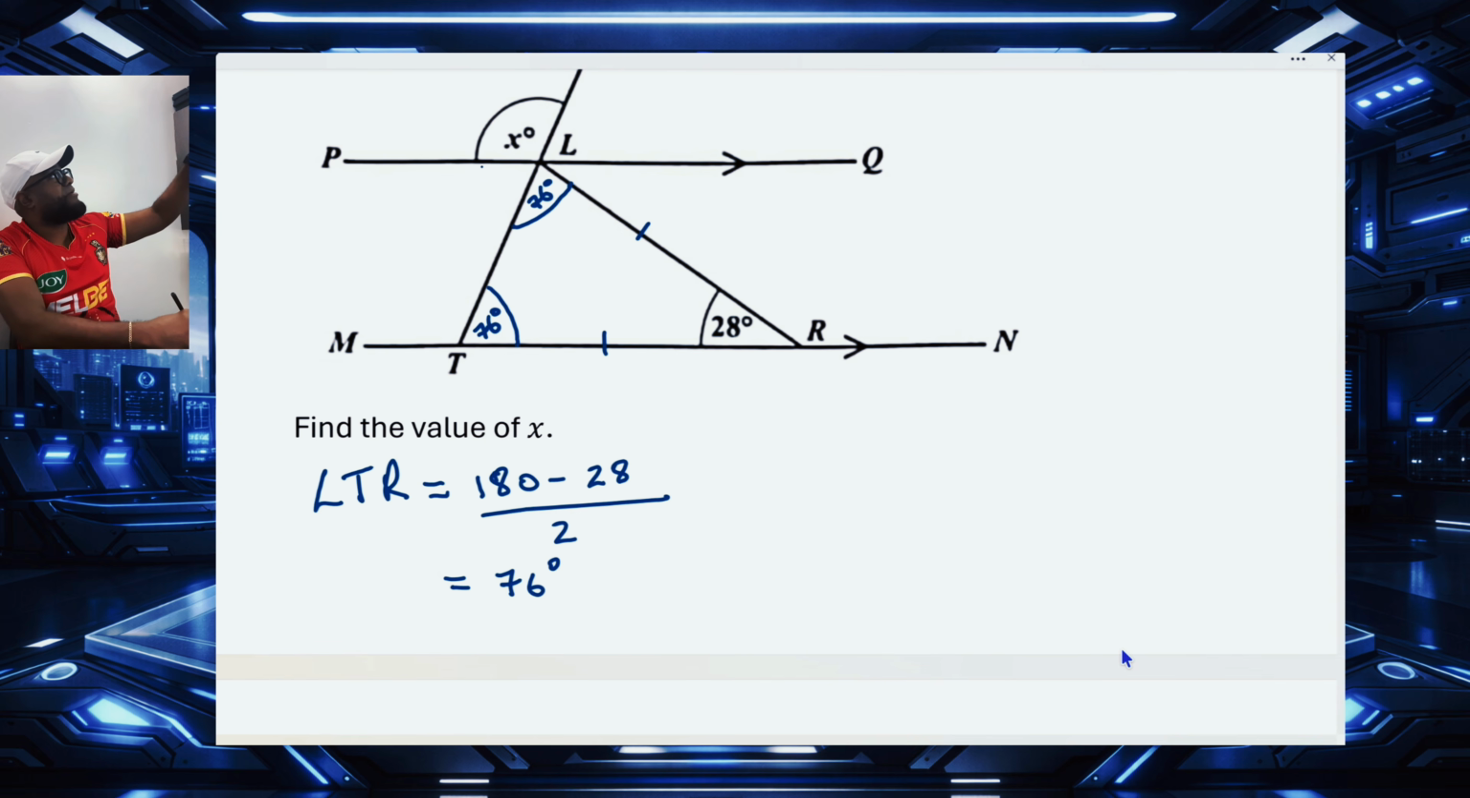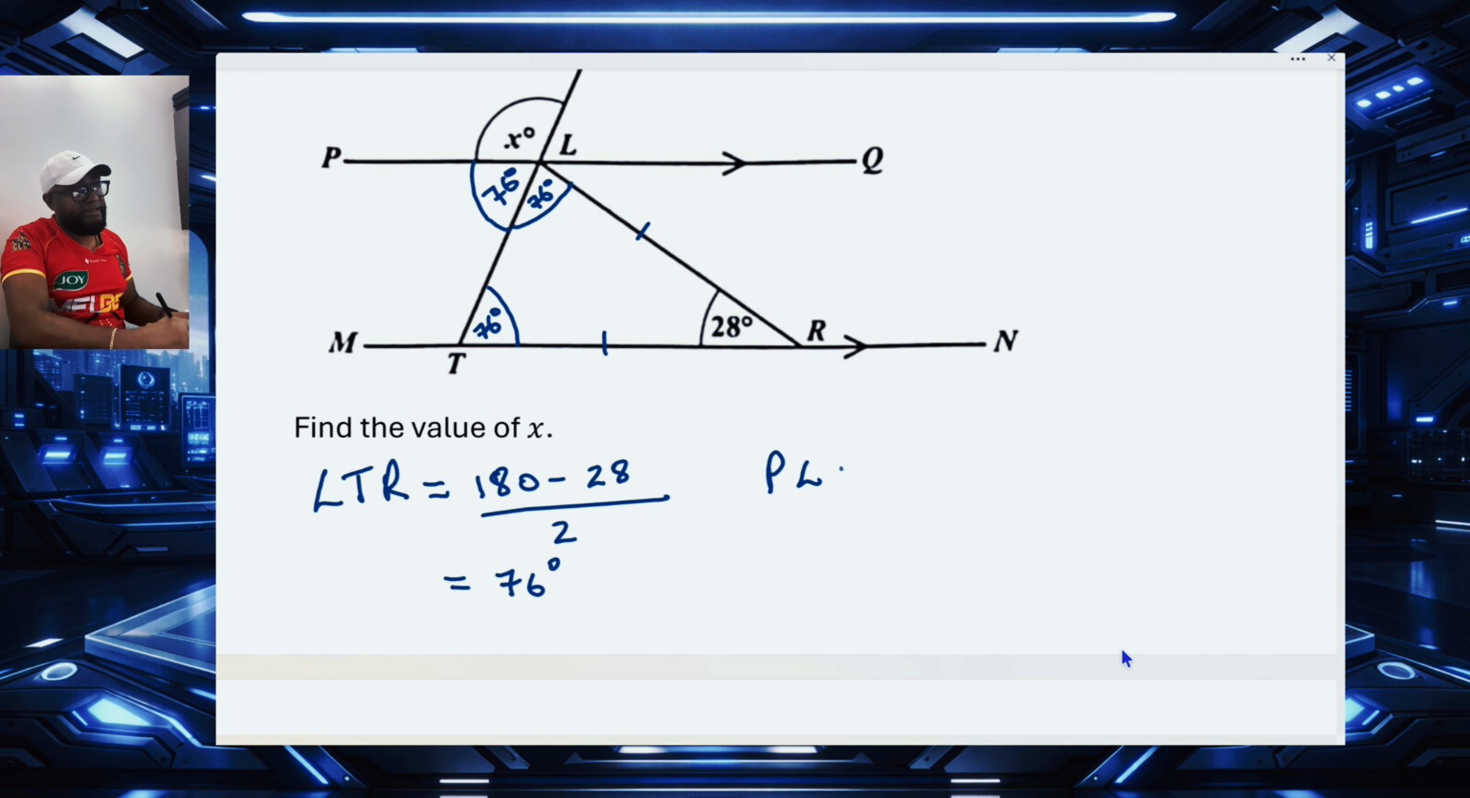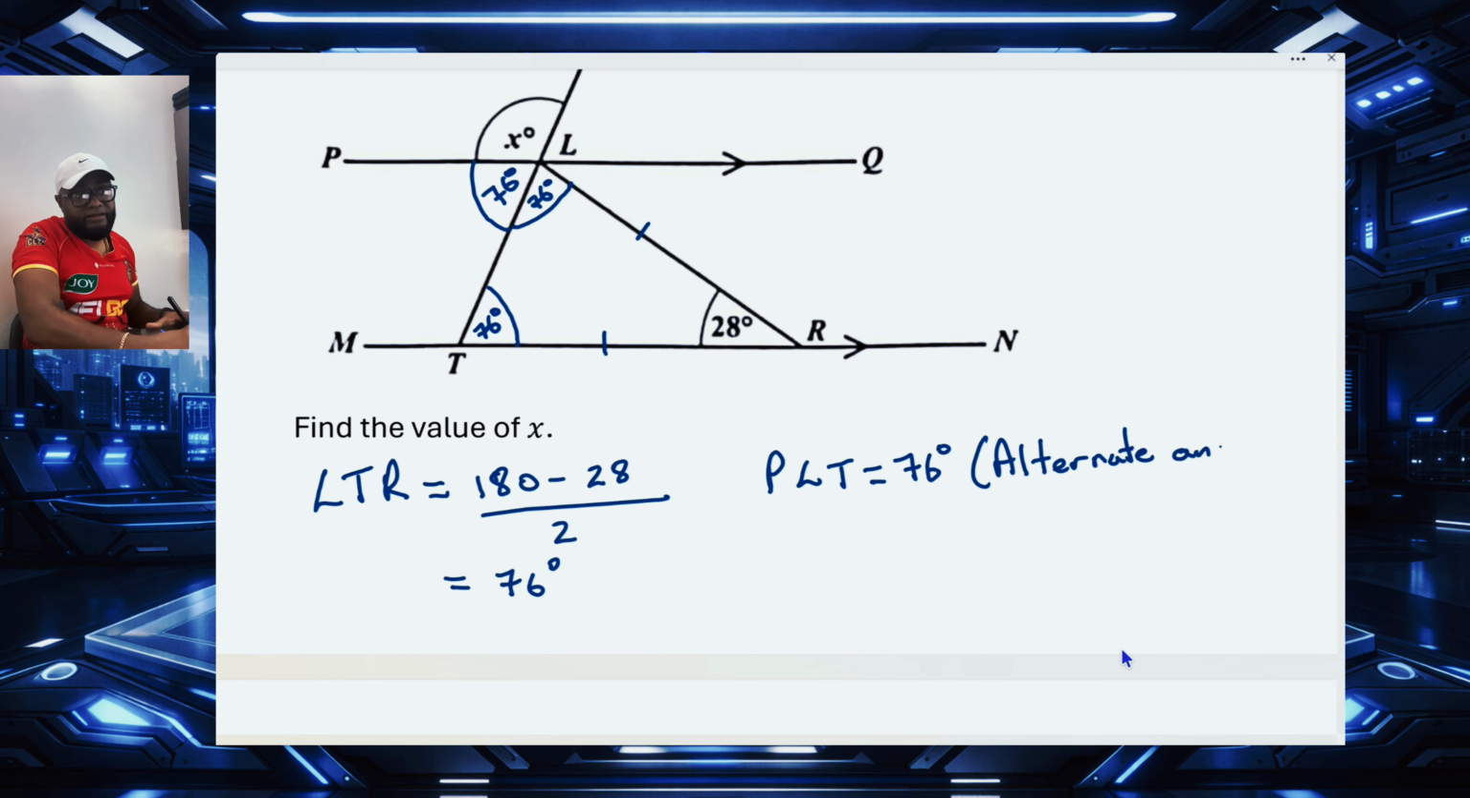Up here? No, not X at all. Here would be 76, right? What kind of angles are those? Alternate. So PLT is also equal to 76 degrees because they are alternate angles, right? And then what could I plug in here now? 76 plus 28.